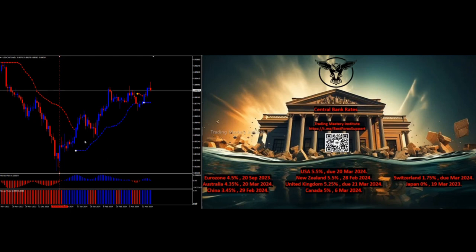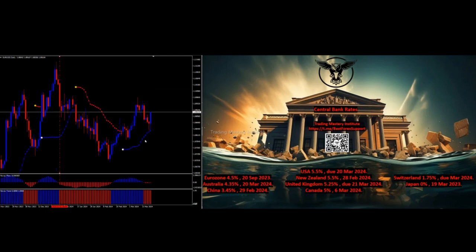The next one I want to show you is the US dollar paired with the Eurozone interest rate, the ECB. The US is about 5.5, the Eurozone is about 4.5, so there's not much difference, about 1 basis point. Let's see how the chart looks. This is EUR/USD on the daily chart, and this is the beginning of the year 2024.